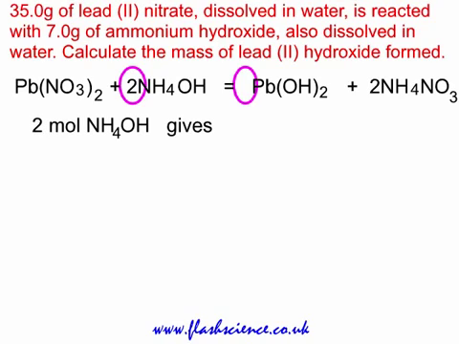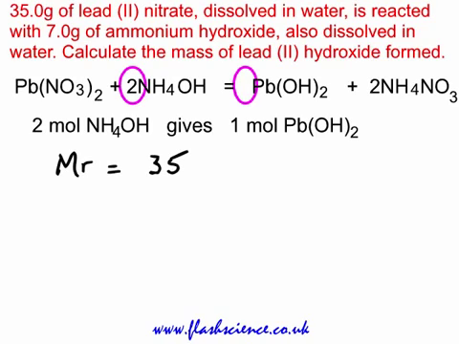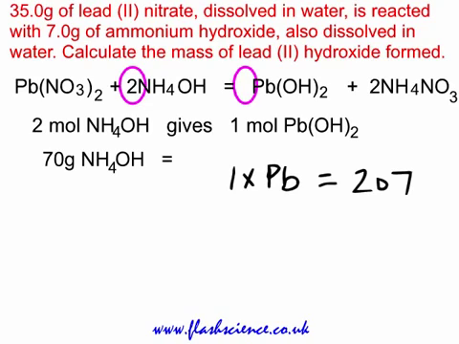So like in any other reacting mass question, we make a relationship between two chemicals. We see, using the numbers in the balanced equation, that 2 moles of ammonium hydroxide gives 1 mole of lead hydroxide. What we do now is we change to mass. You recall that we worked out the formula mass of ammonium hydroxide to be 35 earlier. And this is where we use the 2. There's 2 moles of ammonium hydroxide, so we multiply the 35 by 2 and get 70. So 2 moles of ammonium hydroxide weighs 70 grams. That's where we use the 2 in the balanced equation.